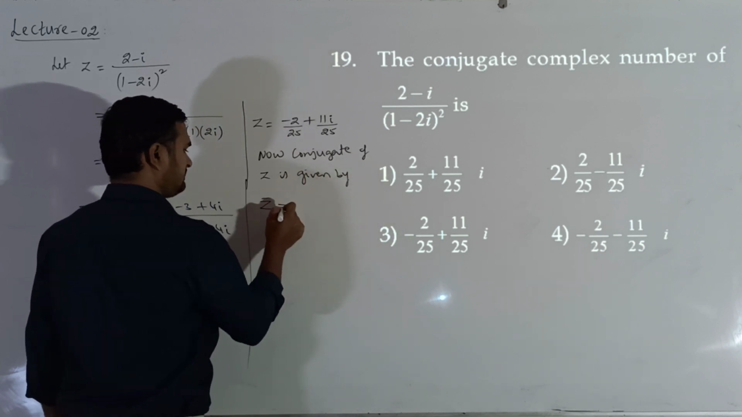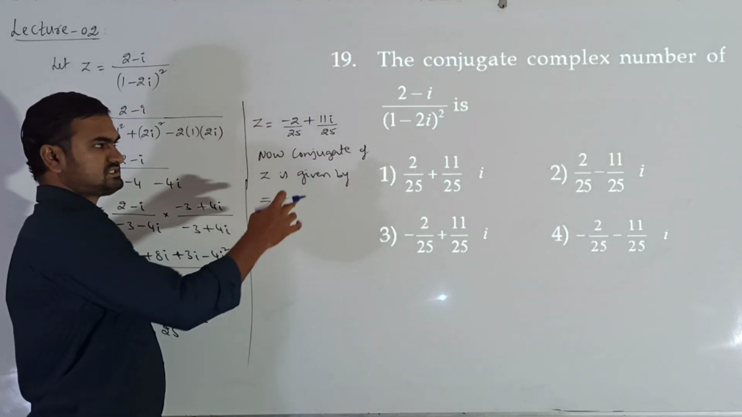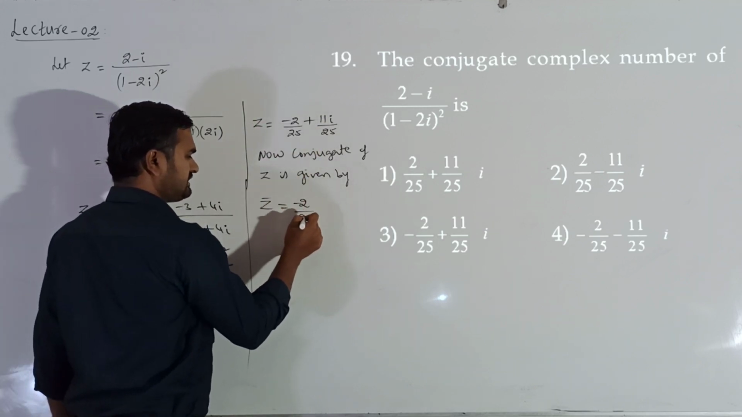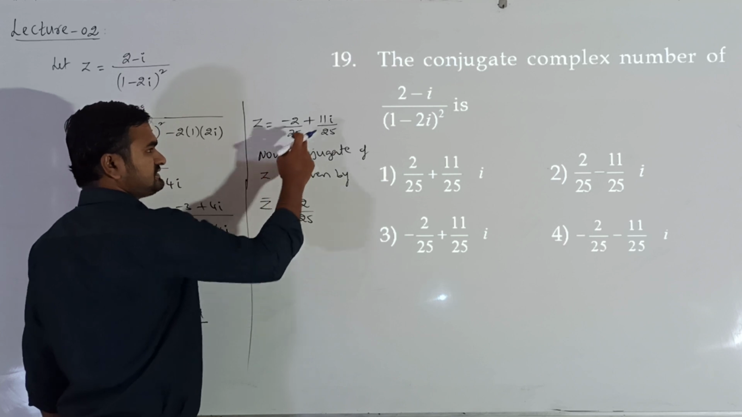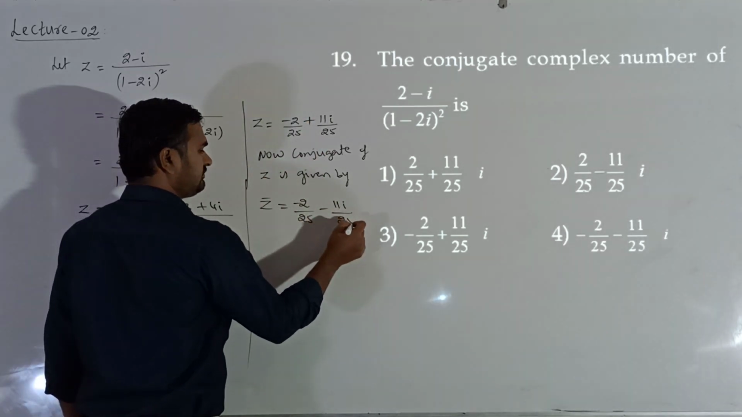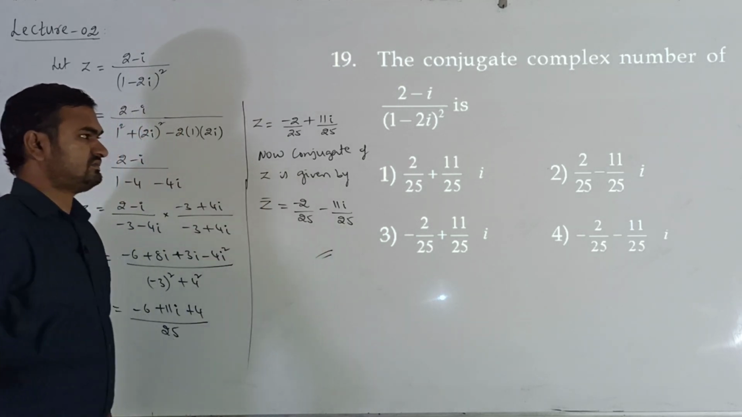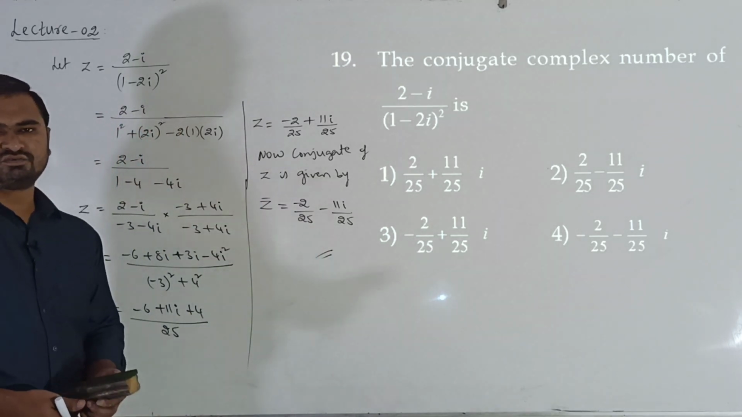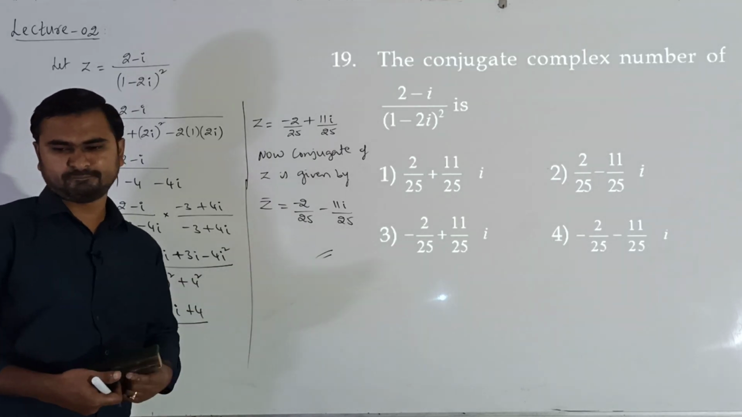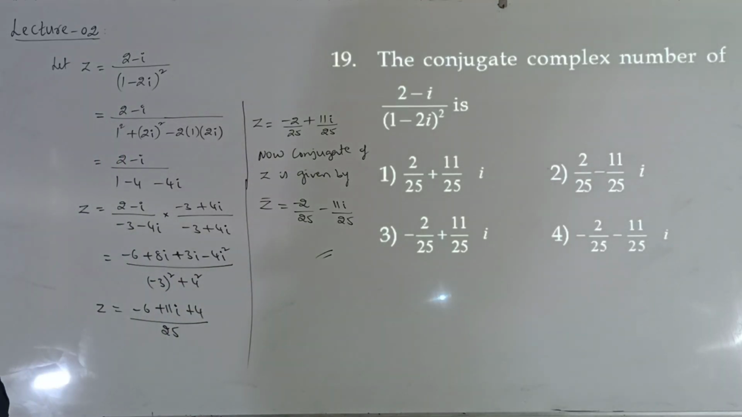z bar. So how to take z bar? Just change the sign of the imaginary part. The real part is the same, minus 2 by 25 it is the same. Change the sign of the imaginary part, it is minus 11i by 25. This will be the conjugate of the complex number required, that is z bar. Understand? Next.